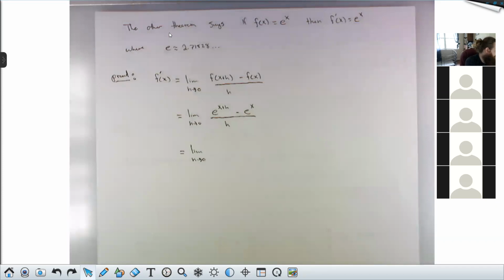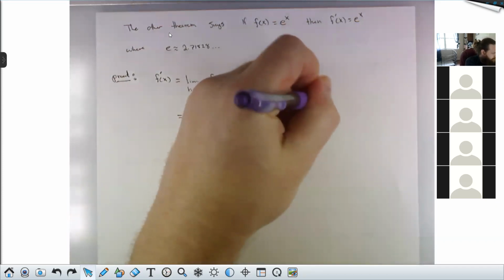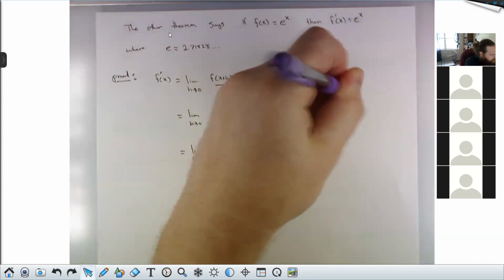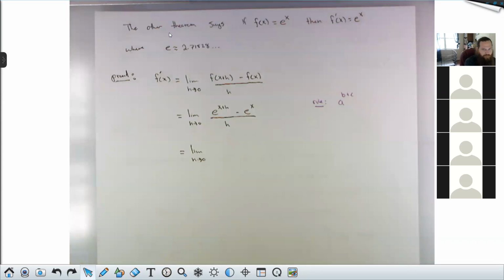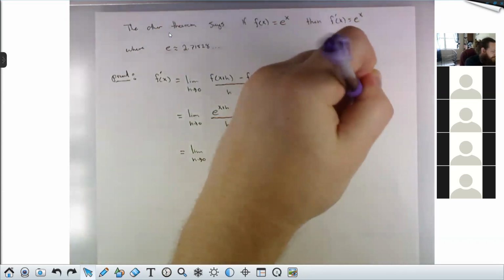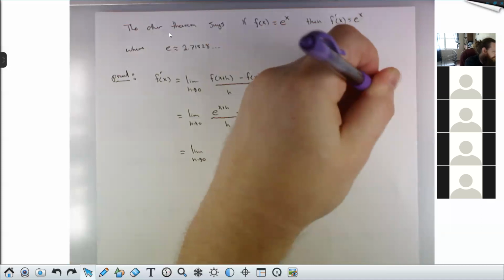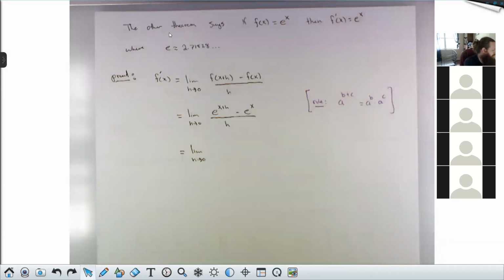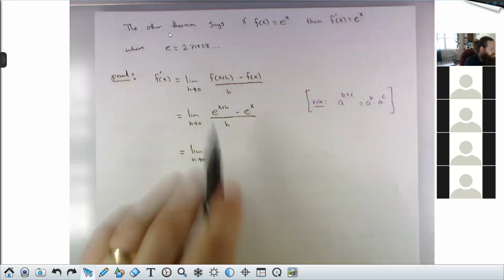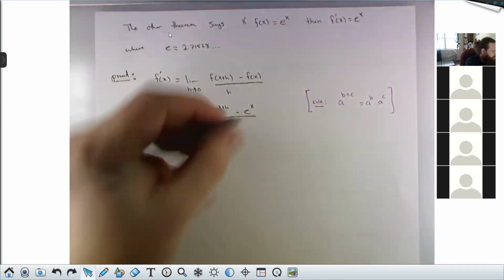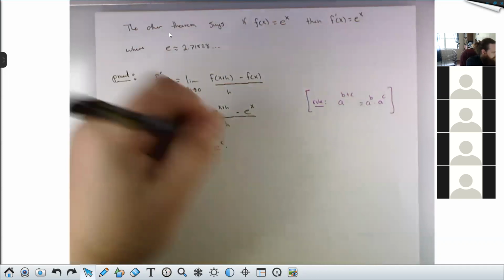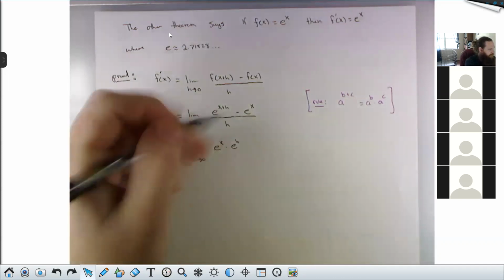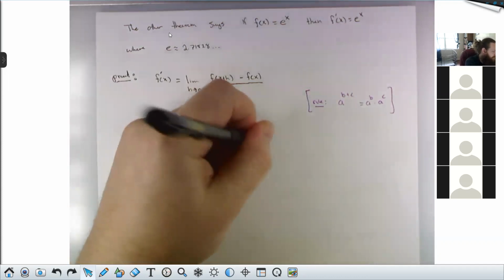Remember, we have some algebra rules. If I have some number a raised to a sum of two other numbers, b plus c, that is the same as a to the b times a to the c. This is just a rule for exponents that I'm sure you've all used in your pre-calculus classes, which means that e to the x plus h is the same as e to the x times e to the h. This minus is this minus, and e to the x is e to the x.